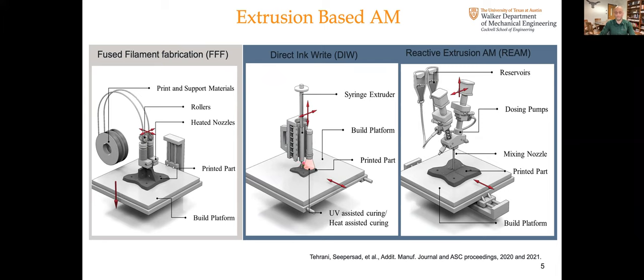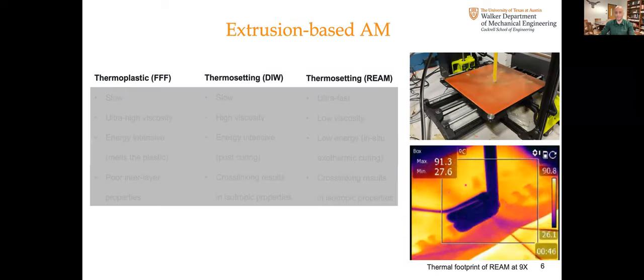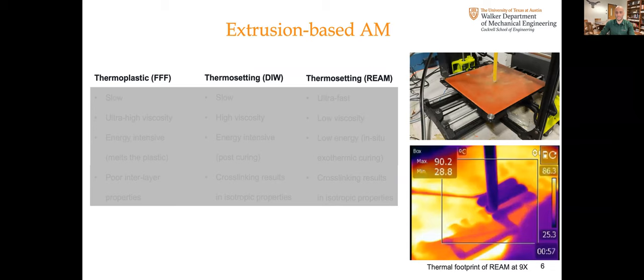And the technique that I'm going to talk about today is a little bit different in that you basically mix your resin and hardener right here, in this case a passive mixer, could be an active mixer. But the nice thing about this technique is that as soon as they're mixed, the chemical reaction between them starts and the gelling starts. So you get some structural support there and everything happens in situ, as I will explain in the next slide.